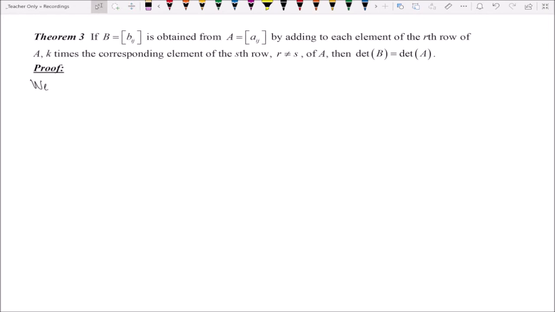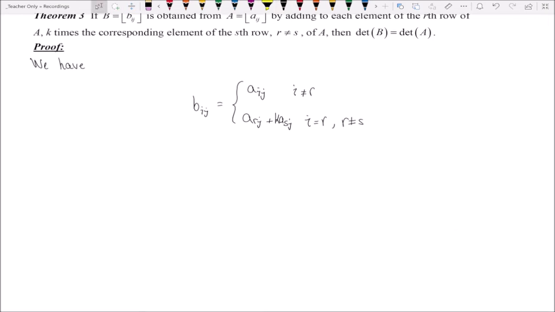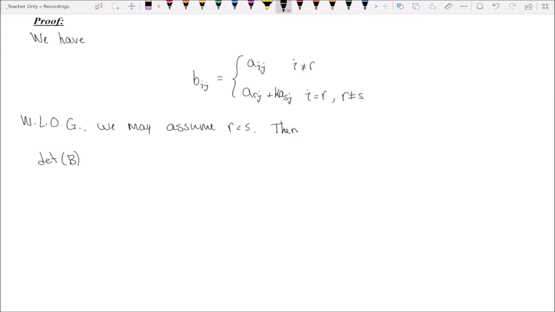Now, notice what we have here. Bij is going to equal Aij whenever I is not equal to R. And then Arj plus K Asj whenever I is equal to R, with R not equal to S. Now, without loss of generality, we can assume that R is less than S. Then, let's take a look at the determinant of B.